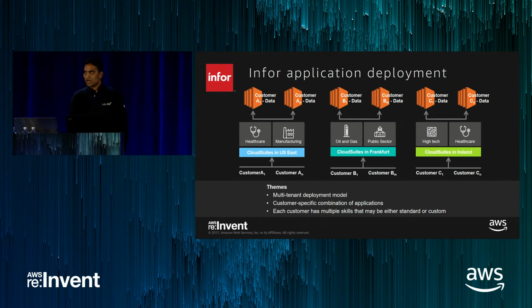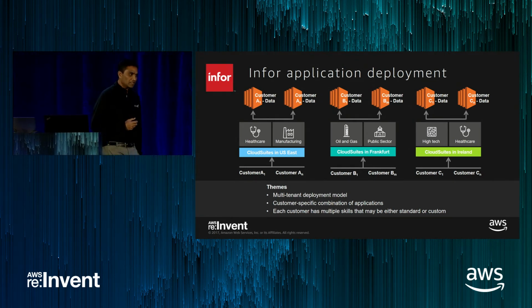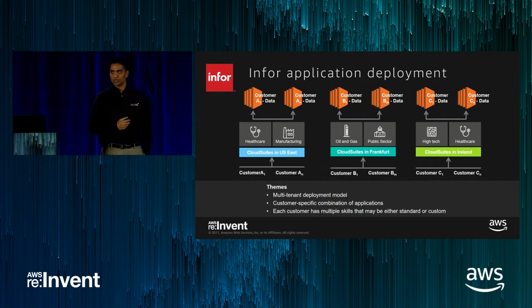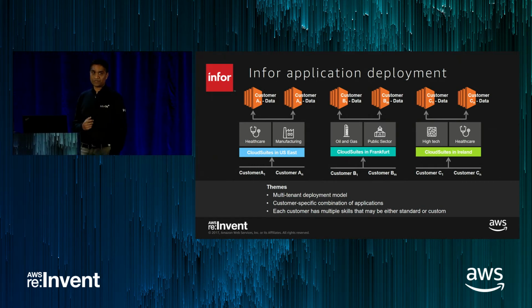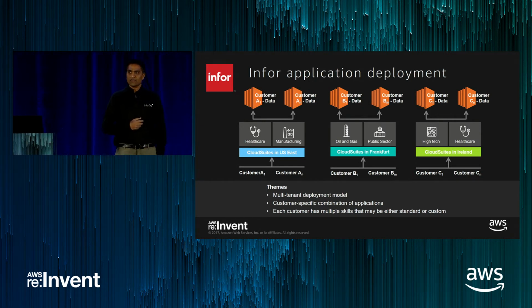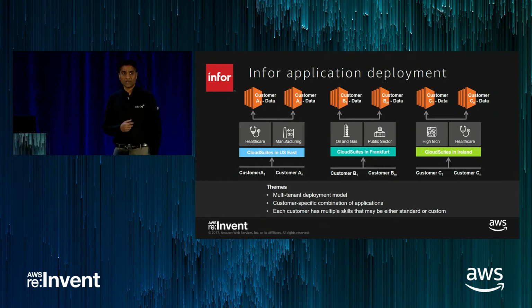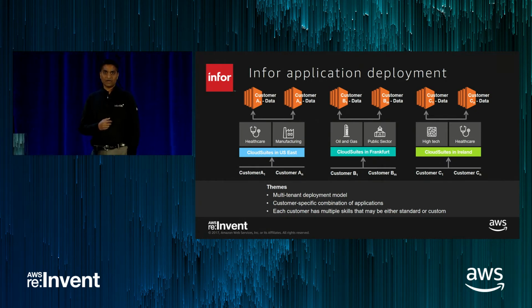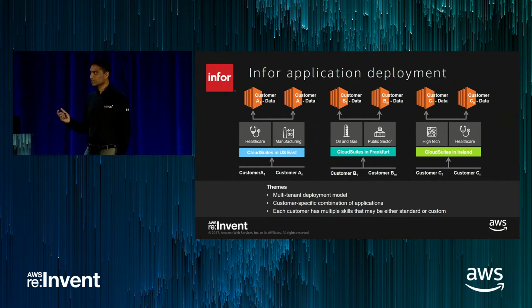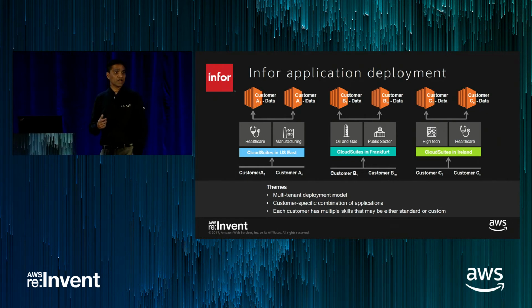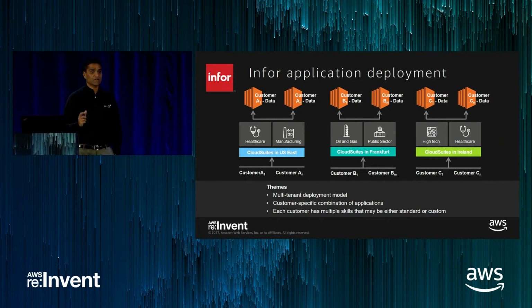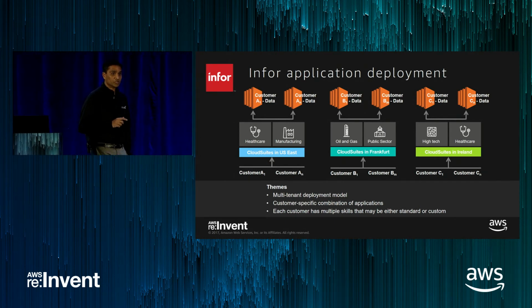Before I go into the internal architecture of how we are using Lex in Coleman, I would like to talk a little bit about the deployment architecture of Infor. Infor has about 90,000 customers, and we have our multi-tenant solution deployed in five regions. And in each of these regions, we don't share the data. So the data in each region is specific to the customers belonging to those regions.